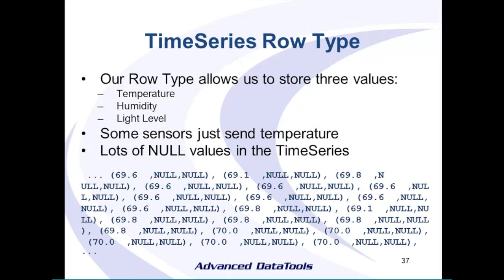Okay, so talking more about the row type and a bit of a limitation of the way I've implemented this. I created a row type with the timestamp, temperature, humidity, and light level. That's great, except some of our sensors are only sending temperature. So what do we see in our time series now? We see a bunch of null values. For example, at the beginning here, we've got a temperature of 69.6 degrees, followed by 2 nulls. That's because it never got a humidity or a light level. Now, that's a bit wasteful.